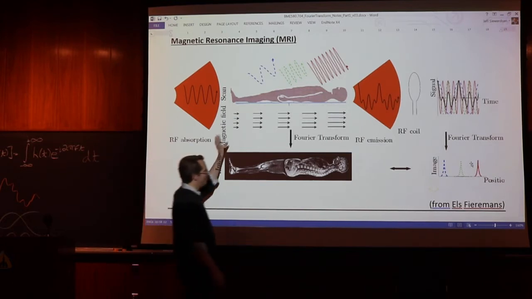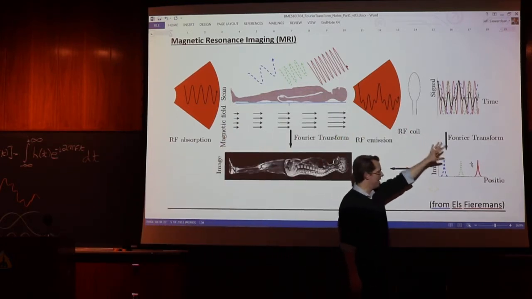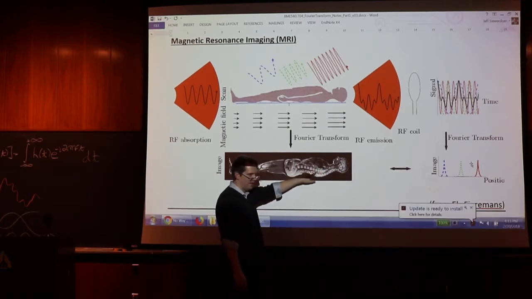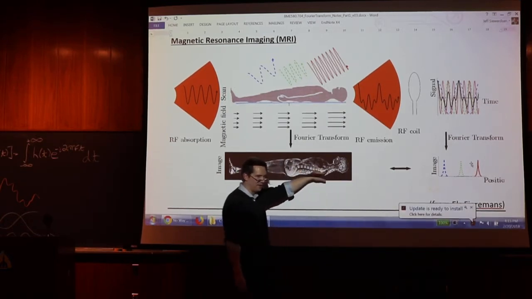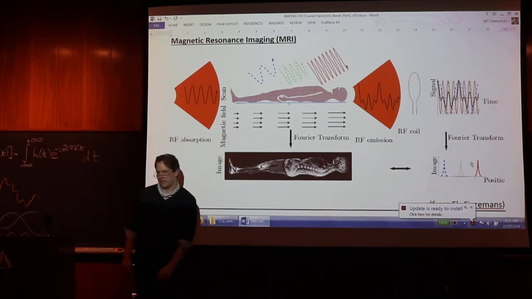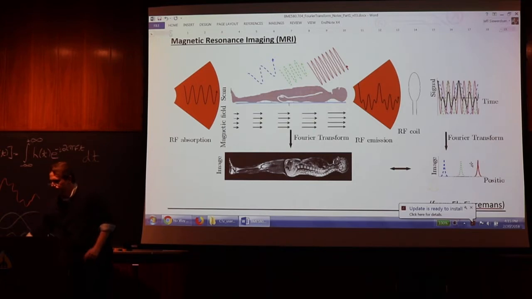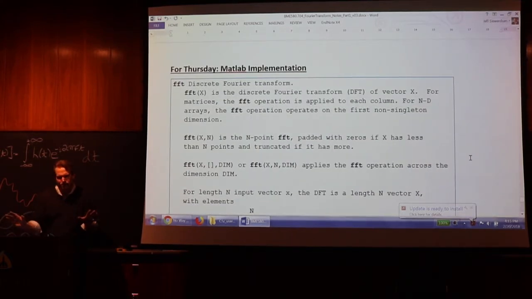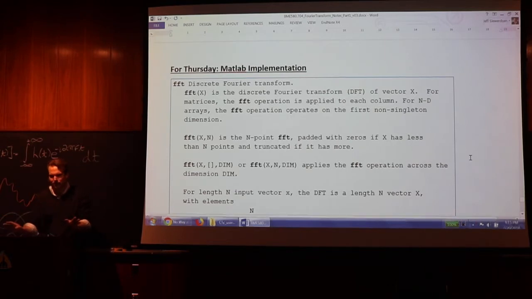Yeah, isn't that amazing? Measure these time-varying electromagnetic signals, inverse Fourier transform at every point of your body, right? The magnitude of that inverse Fourier transform has something to do with the relaxation time of the environment. That's it. I'm done. Everybody here happy with MATLAB? Everybody seeing the FFT?